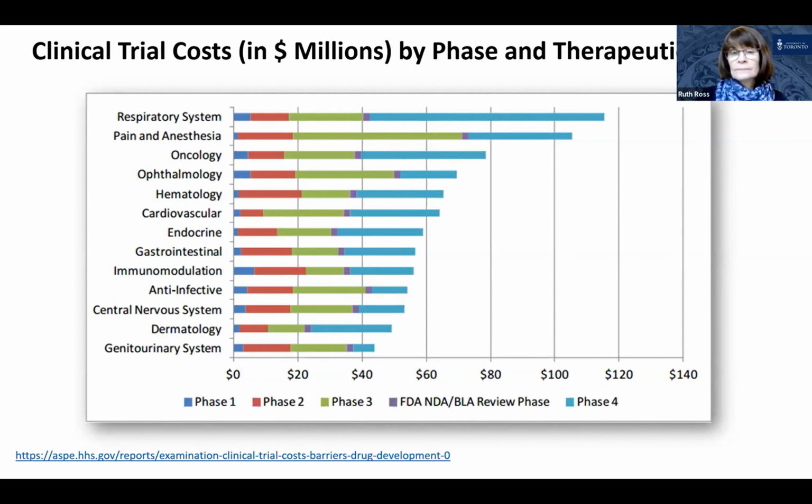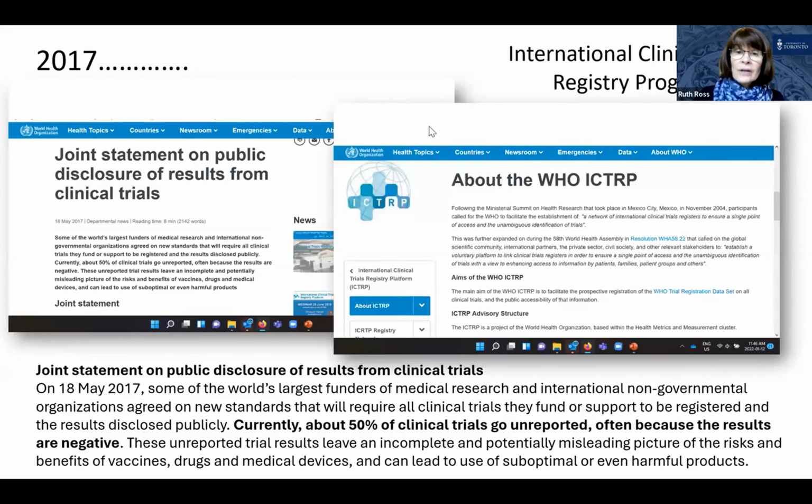the course. So clinical trial registration is an important thing. It would seem logical that all clinical trials should be registered and reported, but that wasn't always the case. And in 2017, which actually isn't that long ago, the World Health Organization, some of the largest funders and international organizations agreed on new standards that require all clinical trials that they fund and support to be registered and the results to be disclosed publicly. So it's only in 2017 that this particular group, the WHO, actually came up with this.